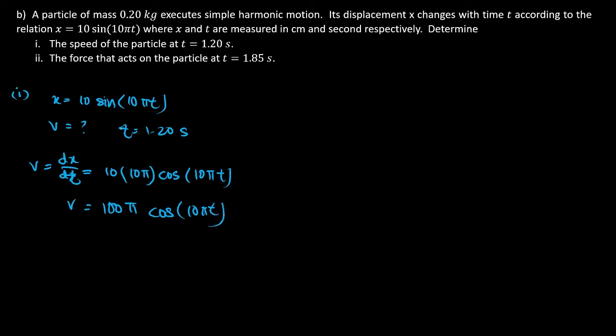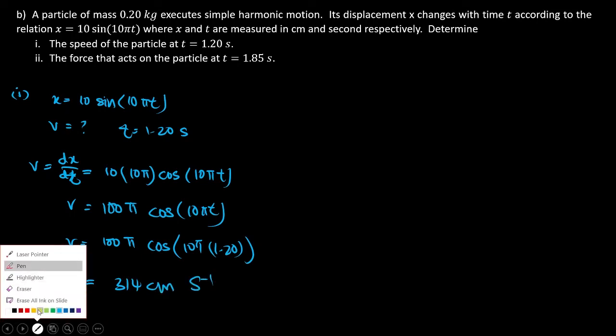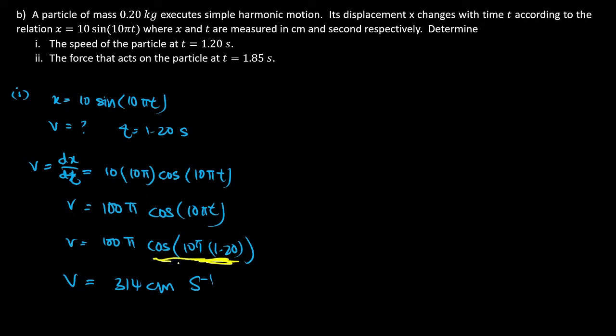So how do you find your v when t is equal to 1.20 s? Substitute t equal to 1.20, so you will get 100 pi cos 10 pi times 1.20. Press your calculator and you will get your answer as 314 centimeter per second. And don't forget, when you press this in your calculator, make sure your calculator is in radian form.